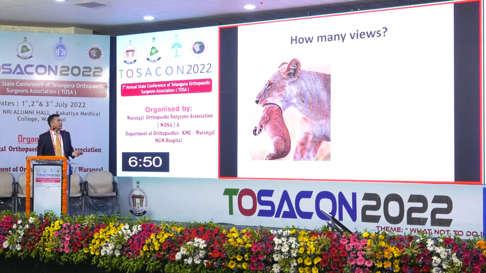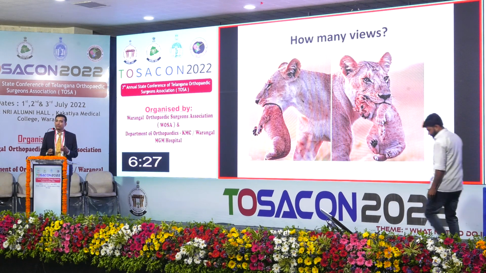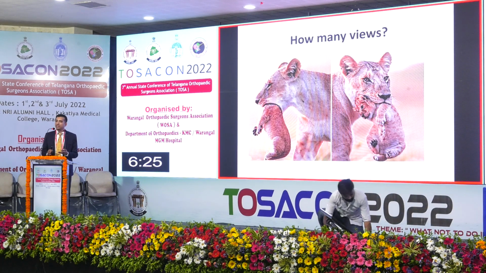So how many views? Most of the time, because of budget constraints in peripheral centers, people get away with only one view. What you see here, the lioness is carrying the cub, and it looks like it is eating the cub. But it is not the case. The lioness is actually gently holding the cub. So this is the importance of two views, because perspective can change with two views.